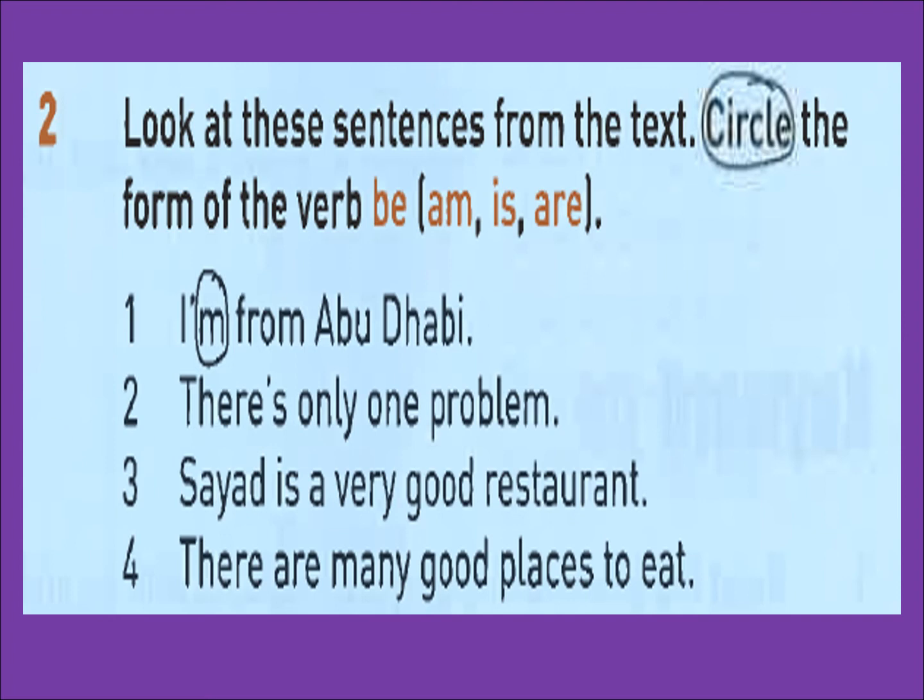Exercise 2. Look at these sentences from the text. Circle the form of the verb be. Am, is, and are. Number 1. I'm from Abu Dhabi. 2. There's only one problem. 3. Sayyad is a very good restaurant. 4. There are many good places to eat. Now, check your answers. All of these are the verb to be.